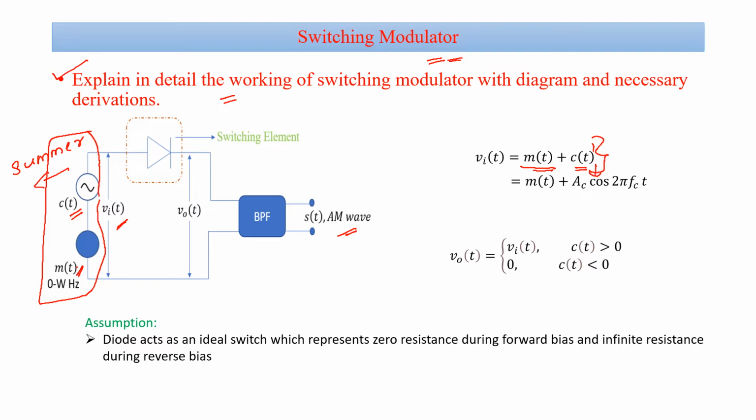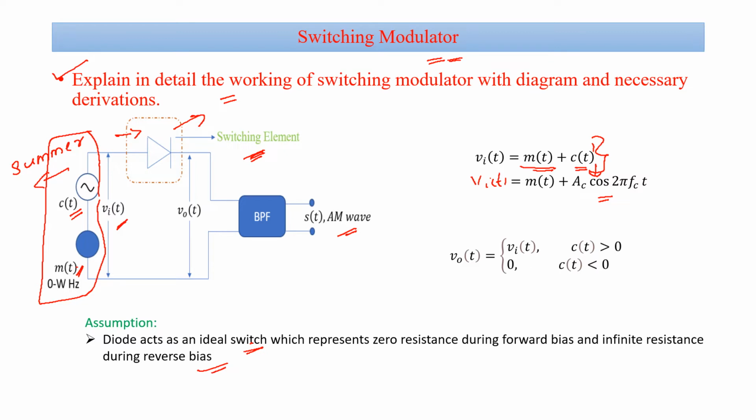You know that c(t) is represented as Ac cos 2 pi fc t. So I can say that Vi(t) = m(t) + Ac cos 2 pi fc t. This signal is given as input to the next section, that is called your switching element. Here the diode is acting as a switching element. The nonlinear device, that is your diode, will act as a switching element, provided the diode which is used is ideal. It acts as an ideal switch which represents zero resistance during forward bias and infinite resistance during the reverse bias condition, right?